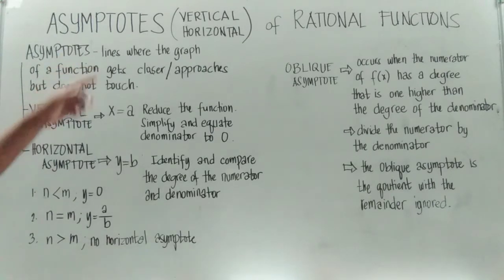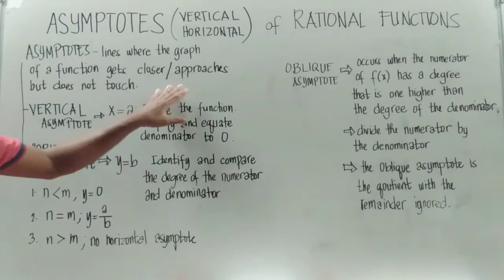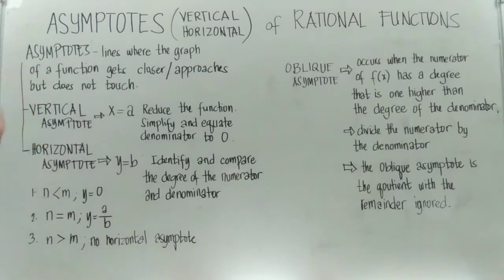Asymptotes are lines or can be a curve where the graph of your function gets closer and closer, approaching but not touching or intersecting, until infinity. Okay, so that is the definition of asymptotes.